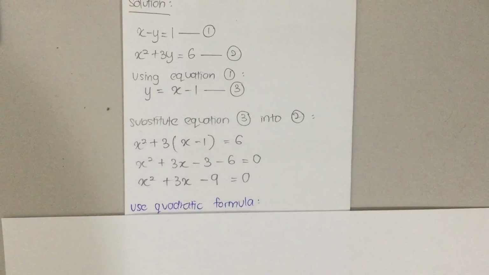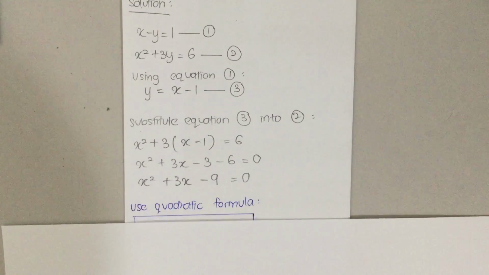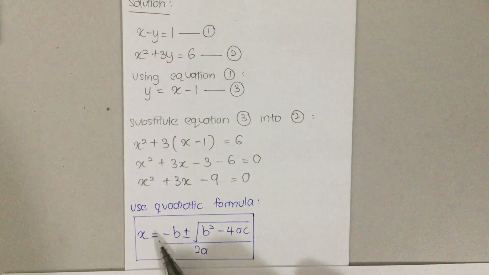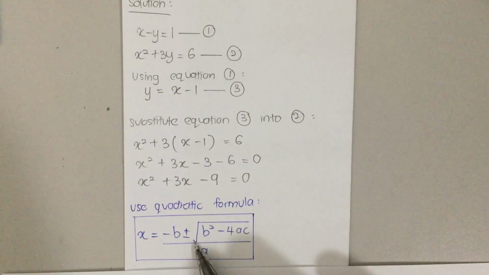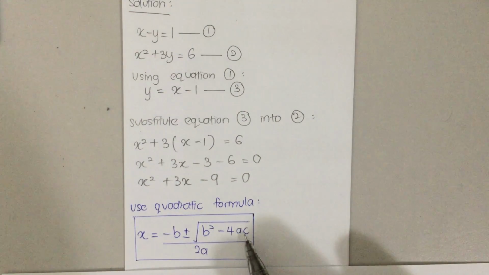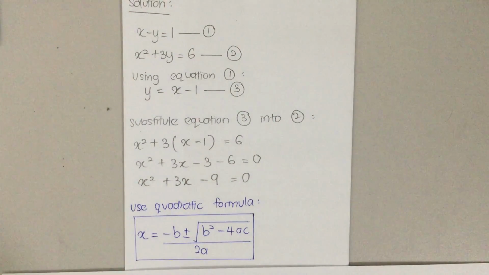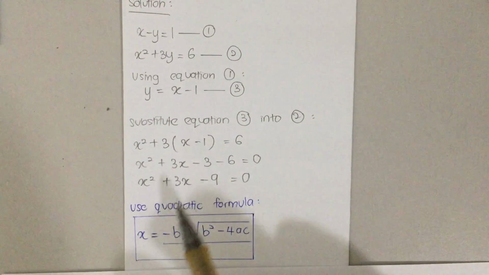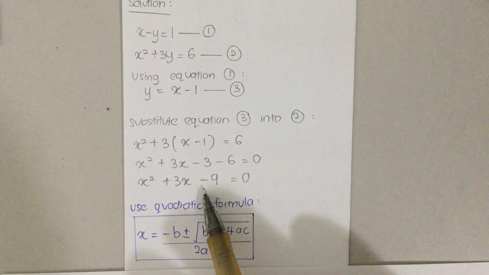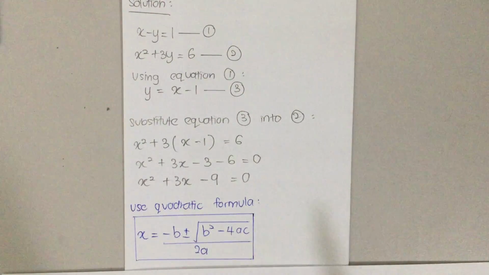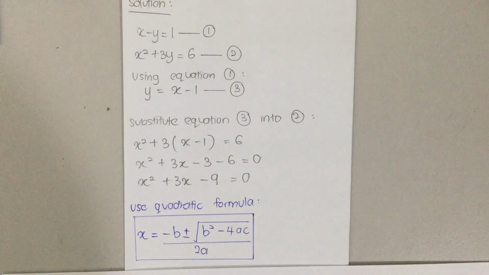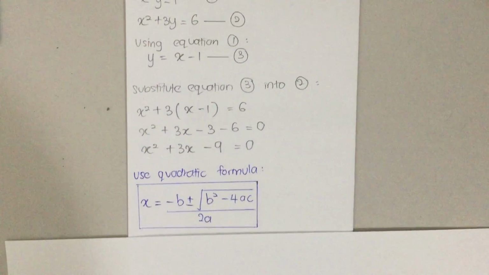So you're going to use a quadratic formula to solve this question. From here we're going to use x equals negative b plus minus square root of b squared minus 4ac, divided by 2a. In this quadratic equation, our coefficient a is 1, our coefficient b is 3, and coefficient c is negative 9. So we're going to substitute all the coefficients into the formula, and then find the x value. Let us continue.